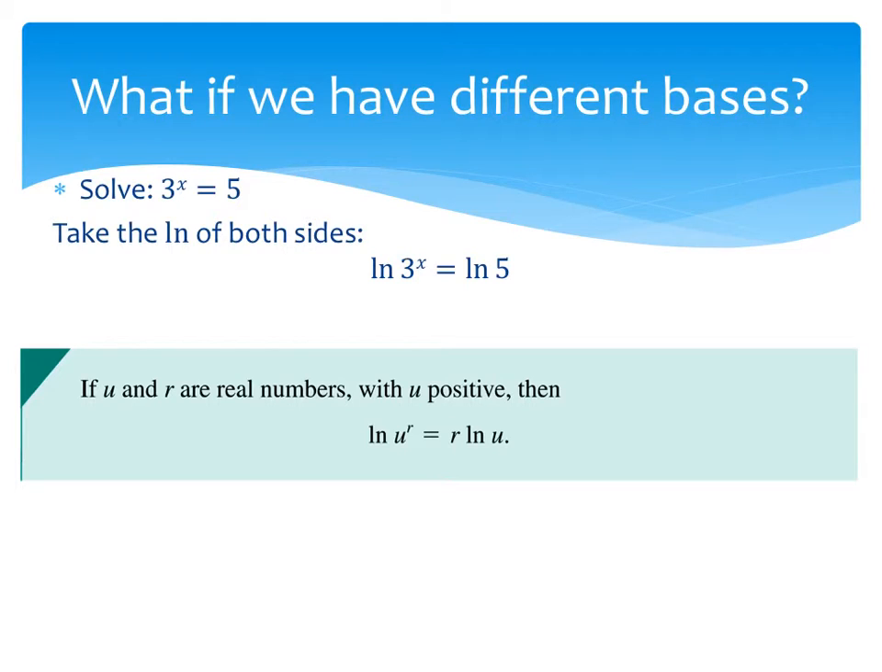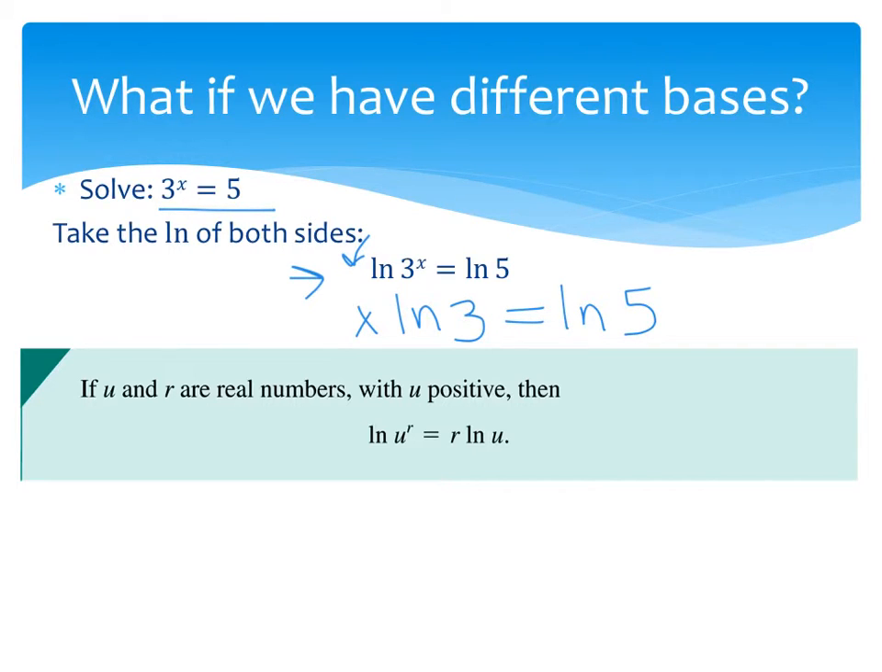Sometimes it's just not possible to make each side have the same base. Look at 3 to the x equals 5. 3 and 5 are both prime, so I know that I can't get their bases to match. But what I can do is take a natural log of both sides. What that will do is allow this x to slide out into the front. So we're going to end up with x times the natural log of 3 is equal to the natural log of 5.